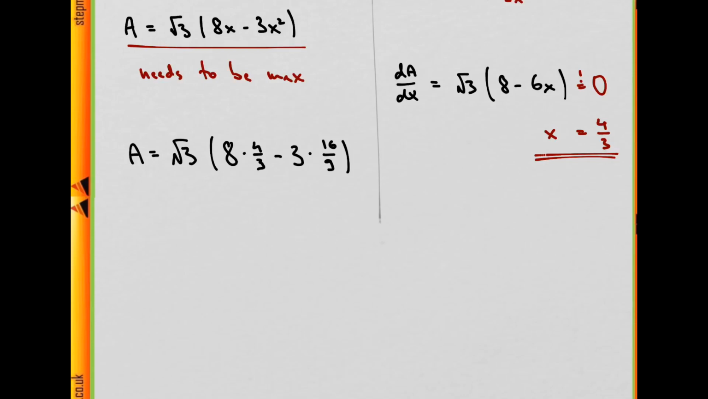And plugging it back into the original expression for the area, √3 times (8 times 4/3 minus 3 times that squared, which is 16/9). And when we multiply and subtract here, we get 16√3/3. And that's the maximum area we can get by a suitable choice of x. And in the exam, there was option D.